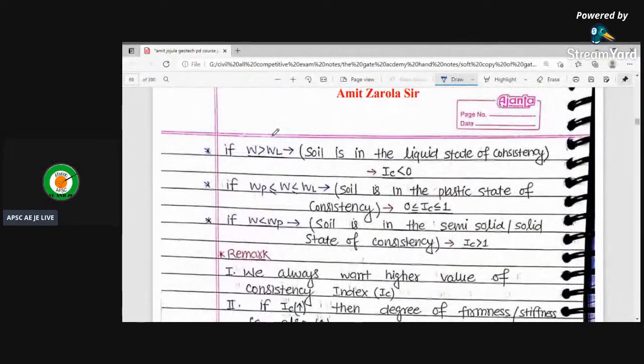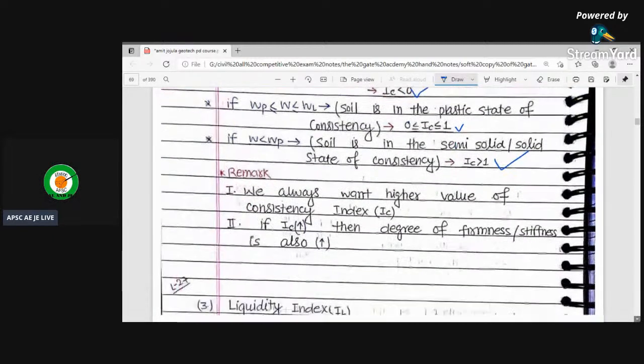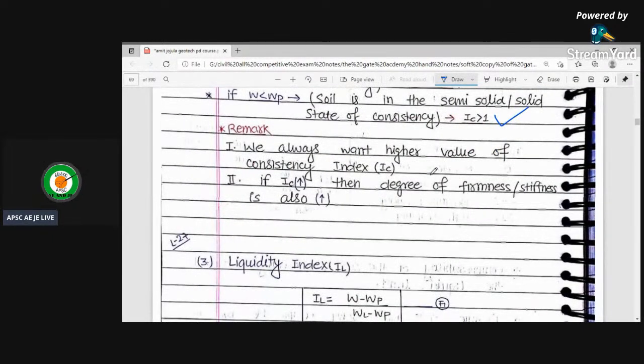Next, if W, that means the natural water content, is more than WL, the liquid limit, then the IC should be less than 0. Then it is in the liquid state of consistency. If W lies between WP and WL, then it is in the plastic state. So the IC value will be between 0 and 1. If W is less than WP, the soil is in the semi-solid or solid state of consistency, that is IC is greater than 1. Okay. Then some remarks: we always want a higher value of consistency index. If IC is greater, then the degree of fineness or stiffness is also greater.